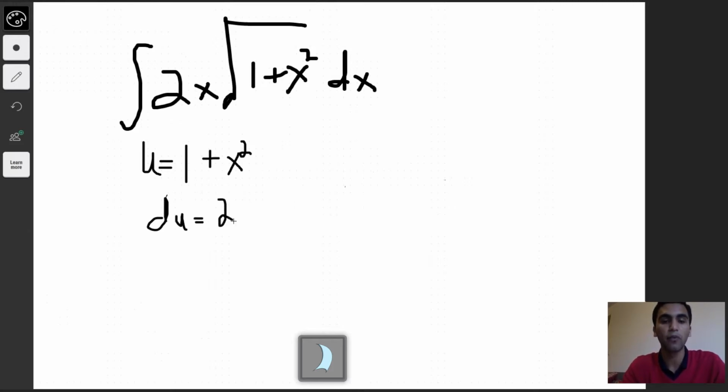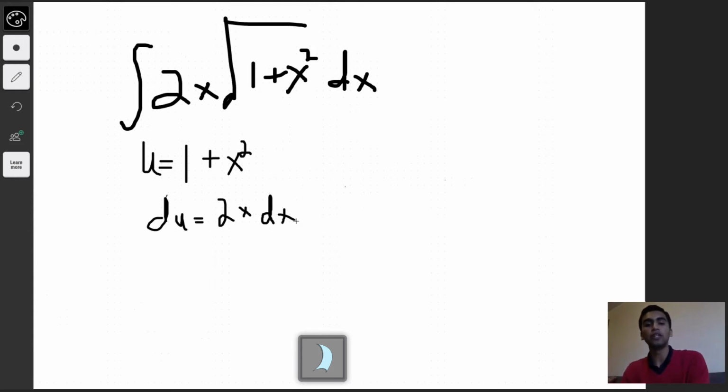Because of course, when you take the derivative of a constant, 1, you get 0. And when you take the derivative of x squared, you get 2x. And again, remember, it's du equals 2x dx, right? Because when you take the derivative of x squared, you have to remember that that derivative includes dx, because it's in relation to the variable x, not the variable u.